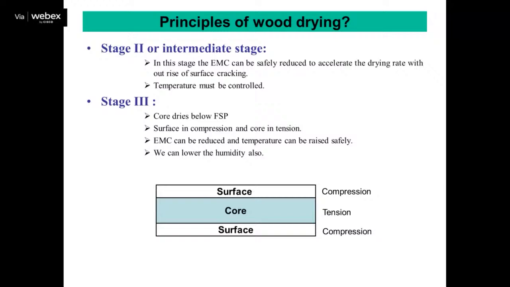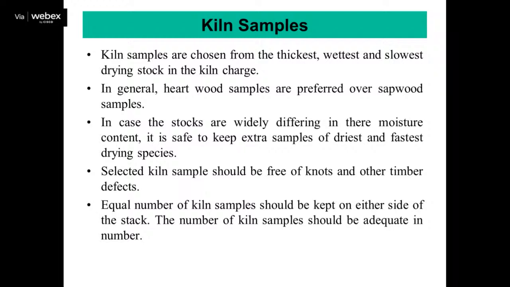So at this time also, we should keep the relative humidity low, whereas we can slightly raise the temperature so that the surface loses the moisture, and the gradient between the core and the surface is not lost. And once the surface and the core are dried and all the moisture has come to the surface, then at the third stage of drying, we can easily raise the temperature and lower the relative humidity, and then the seasoning can be proper. So here, what is the kiln sample?